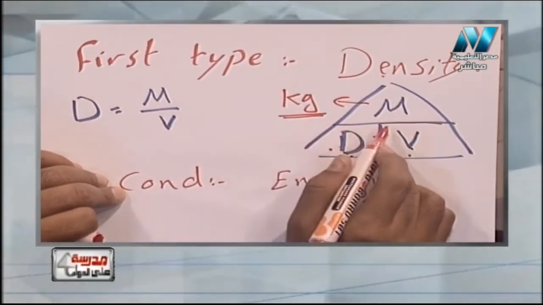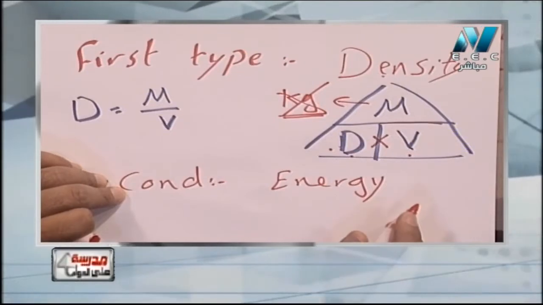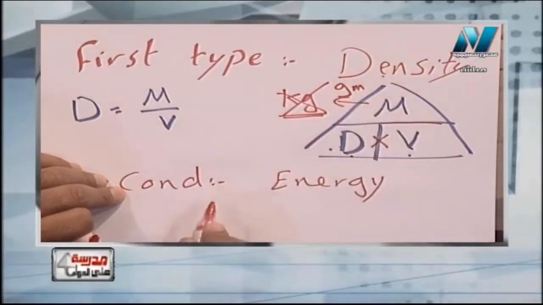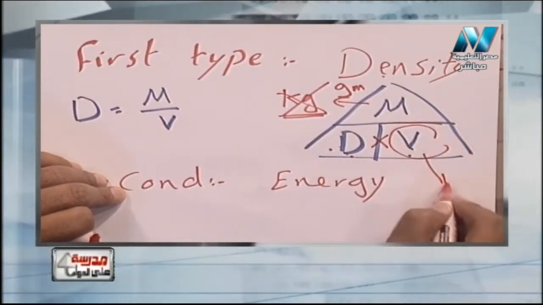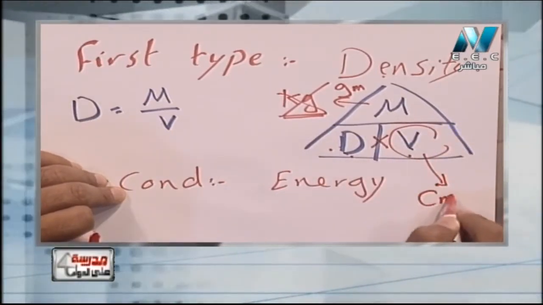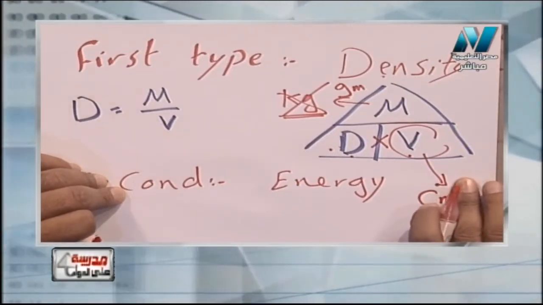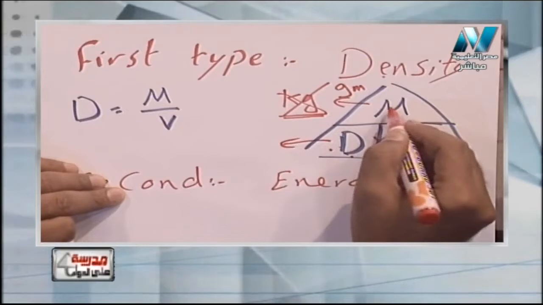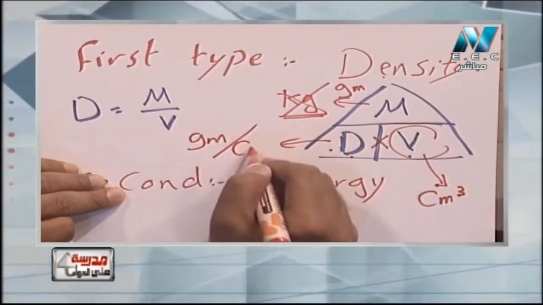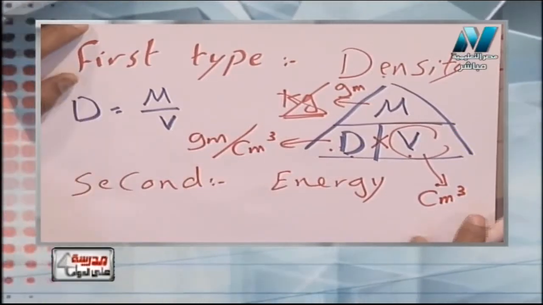not gram, just in kilogram. No, yes. Some of you have attention, not kilogram. Yes, it's just in gram. Why? Because volume will not be in meter, but in cubic centimeter, not just centimeter, but in cubic centimeter. And then it will be gram per cubic centimeter. So don't fall in this mistake, my dear student.